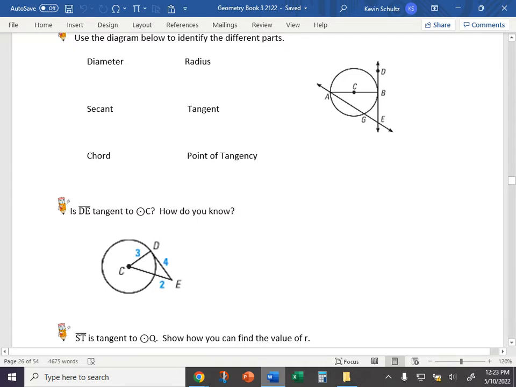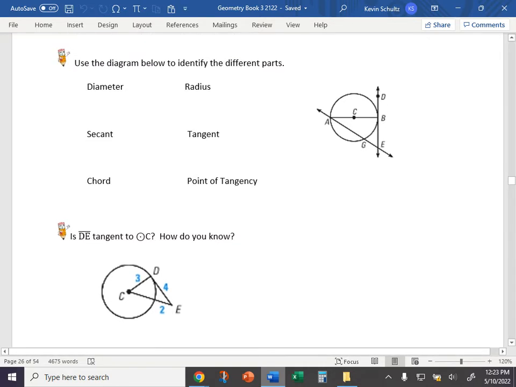So the first part here, you need to use the diagram to identify different parts. What would you say is the diameter of the circle? By labeling, I don't mean draw an arrow to it or match it up. Actually tell me what part of this diagram would be the diameter of the circle. What could you write?